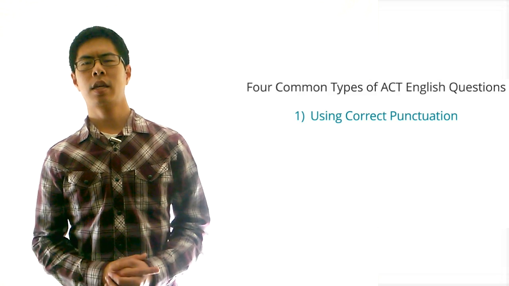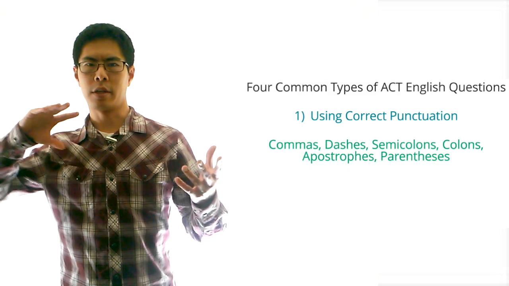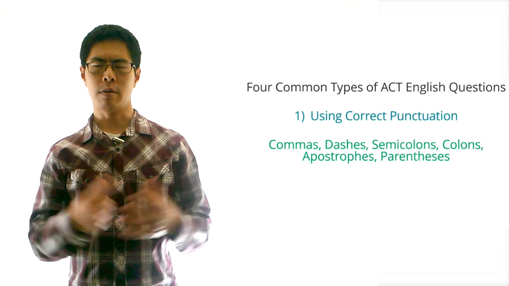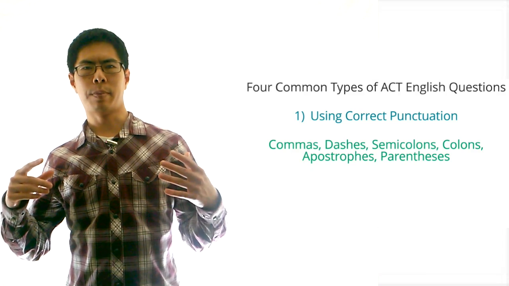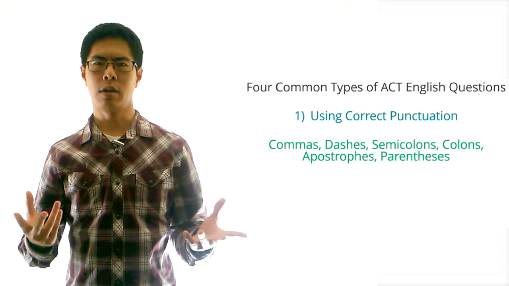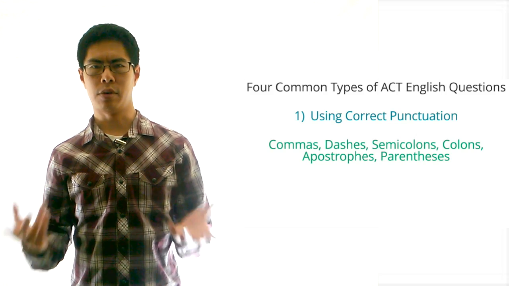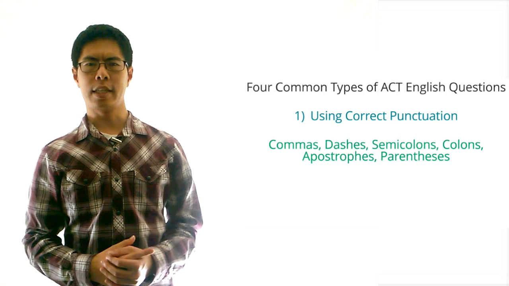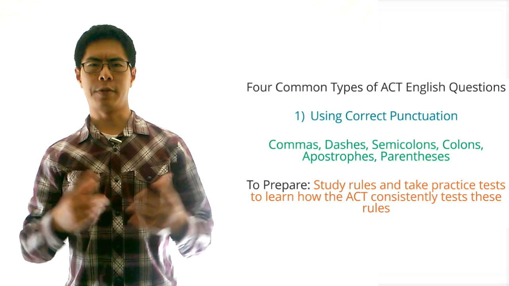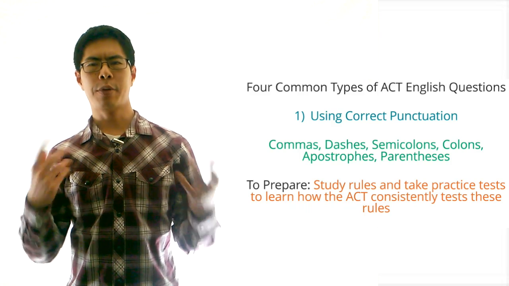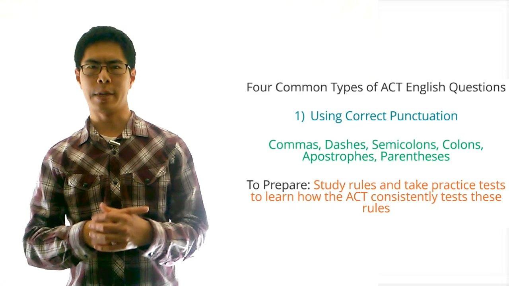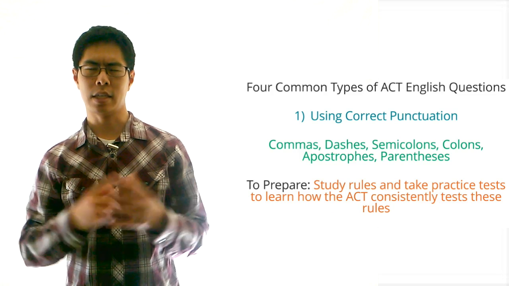For these types of questions, you're going to need to figure out which punctuation mark to use and where the punctuation mark should go. The types of punctuation marks that will show up are commas, dashes, semicolons, colons, apostrophes, and parentheses. The best way to get these questions correct is to study the rules for each of these punctuation marks and to take practice tests to figure out the consistent ways the punctuation shows up on the ACT English test.